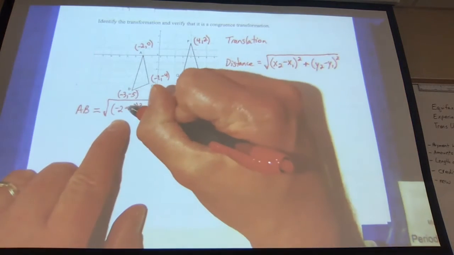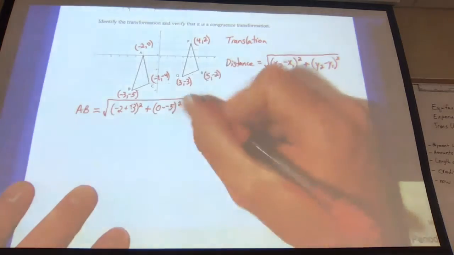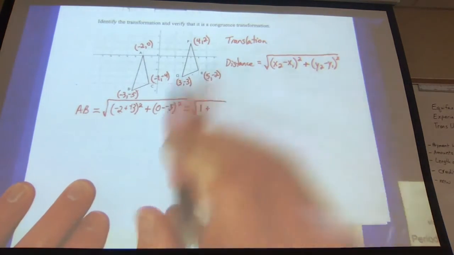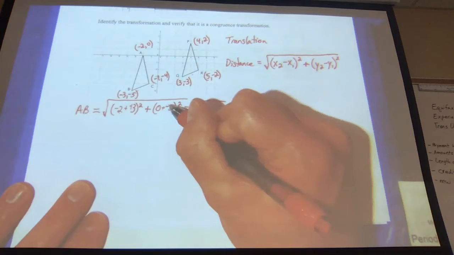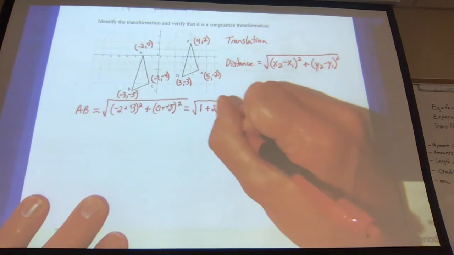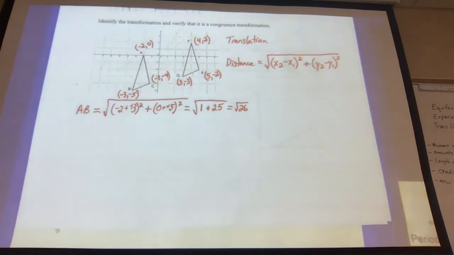Got a double negative here. We're going to make those positive. -2 plus 3 is 1. 1 squared is 1. And we're going to add to that. Double negative, 0 plus 5 becomes 5. 5 squared is 25. Add those two together, you get the square root of 26.